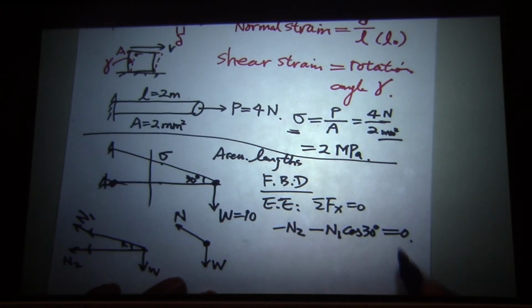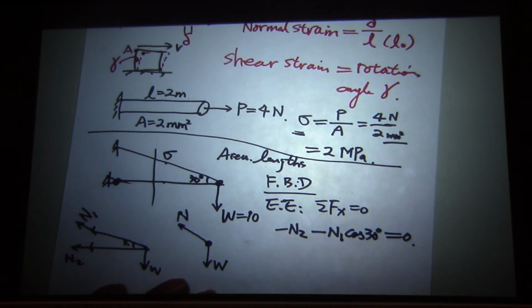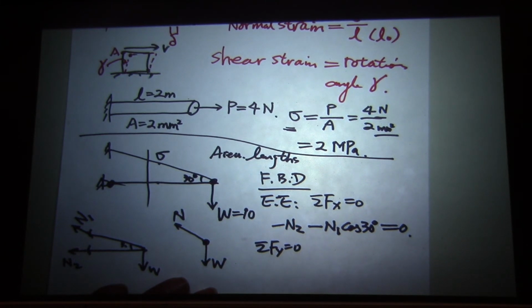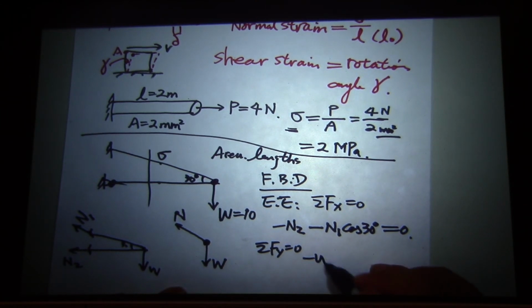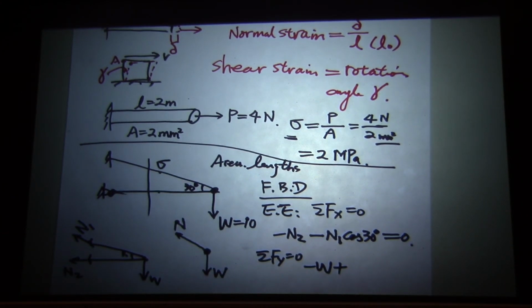Now, this is not enough because I have 2 unknowns. I cannot find them, so I need another equation. I have sigma Fy equals 0. Now write it. What else in the y direction? So you have a negative W, plus N1. N1 has a projection in the y direction, so it should be N1 times sine 30° equals 0.